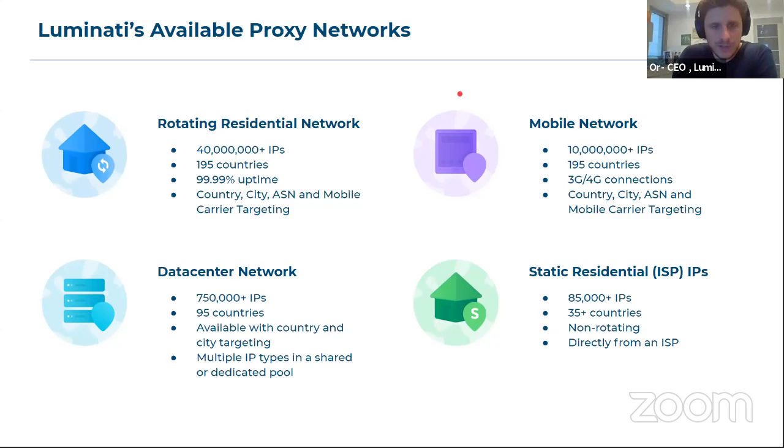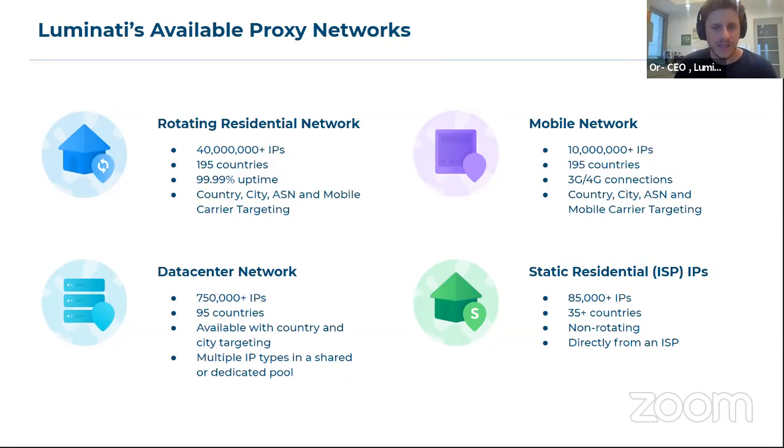I'll quickly cover the 4 types of proxy networks that Luminati has. I already talked about the rotating residential network. This is what I just talked about. You can pinpoint a specific residential IP from every country, almost every city and ASN in the world. So you can pinpoint a residential IP from New Jersey using Verizon, for example.